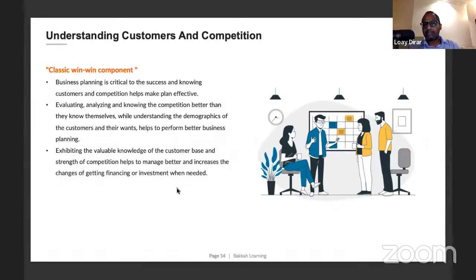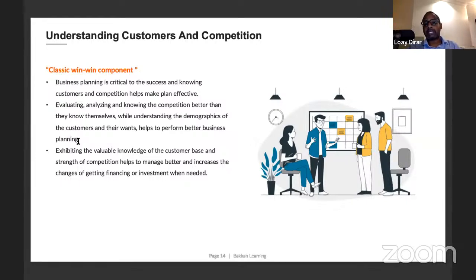So these are the four important players when it comes to developing a business plan that you must look at when it comes to dealing with them. And these are the four important stakeholder groups. Okay, classic win-win component, yes.